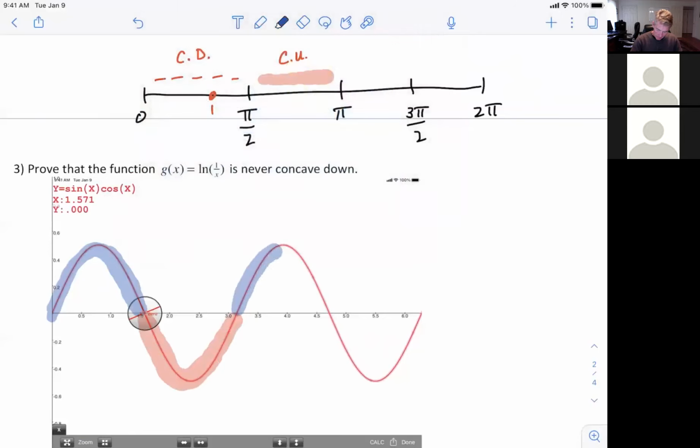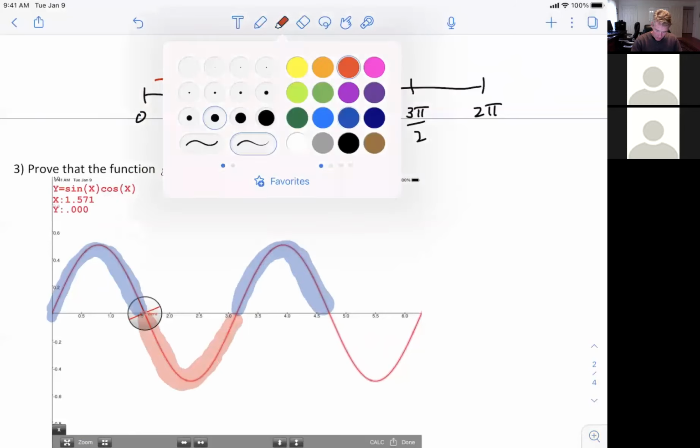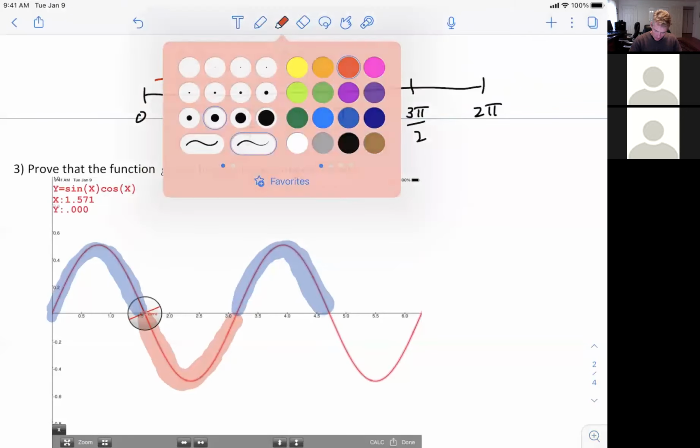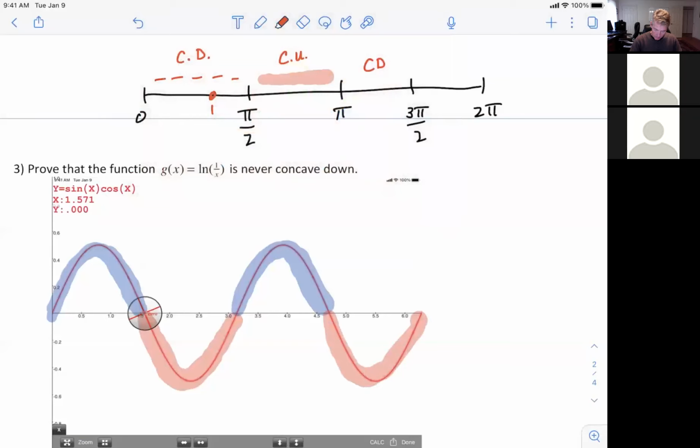And then the next part, that's concave down. So this part is concave down. And then it switches back to being concave up. So that's this part, concave up.